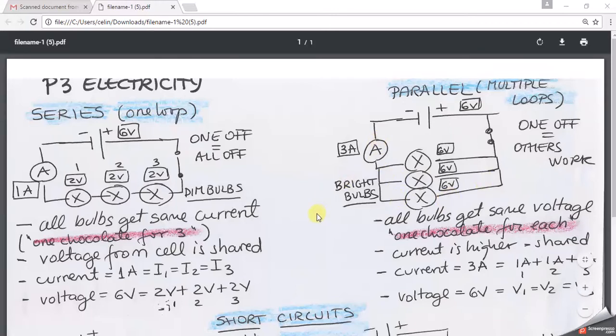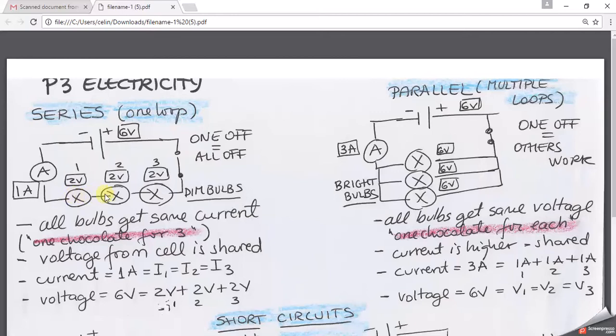For example, we have a battery or cell of 6 volts that gives energy through the circuit. As we discussed in class, if there are 6 volts available, 2 volts go to the first bulb, 2 volts to the second bulb, and 2 volts to the third bulb. We can think of it like one chocolate broken in three parts.